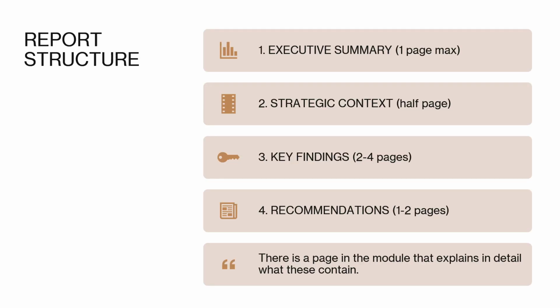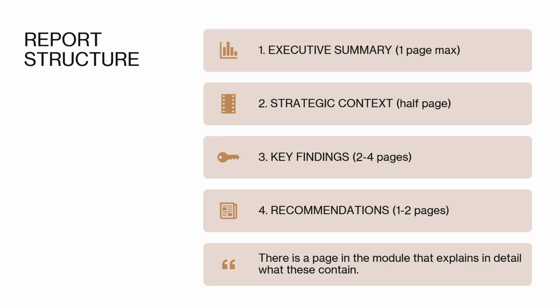With that in mind, here's how I want you to structure your final report. In 4 sections, in this order. Section 1 is the executive summary, 1 page max. It's the most important page of your report. For many readers, it's the only page they're going to read. We'll dig into what goes in here in a couple of slides.